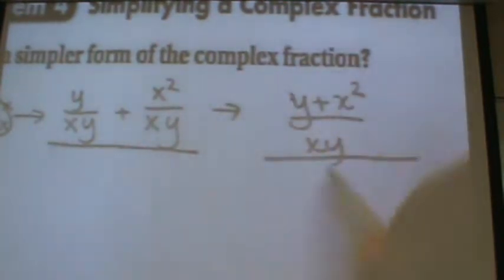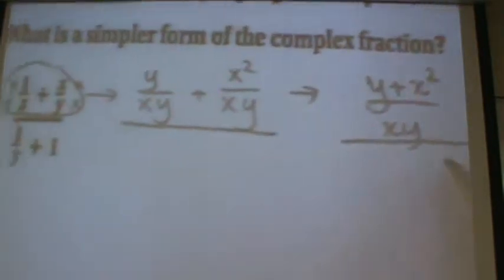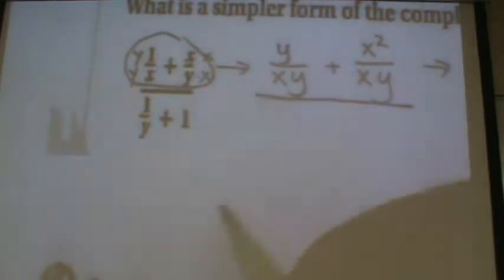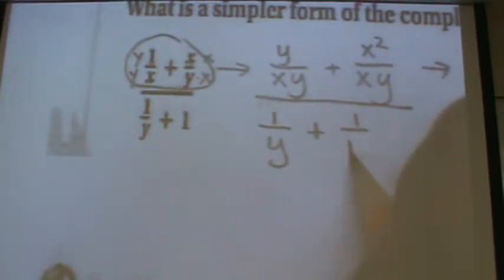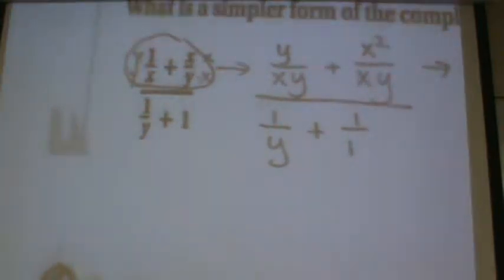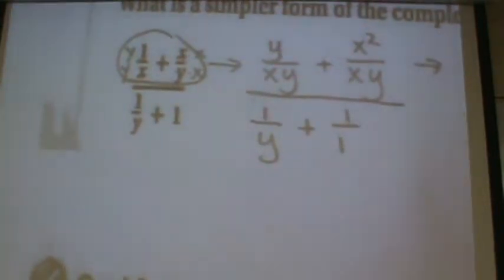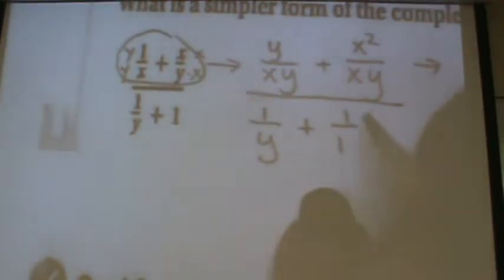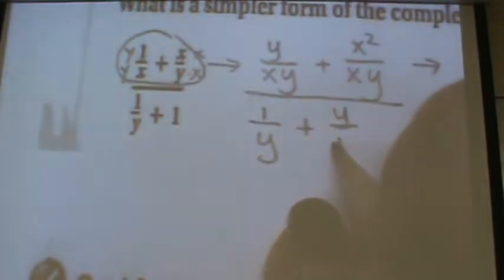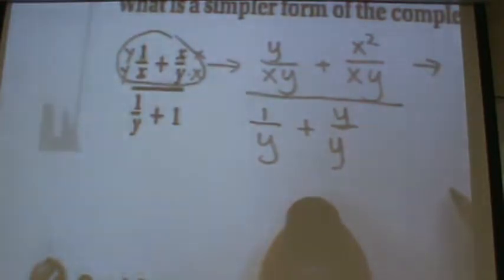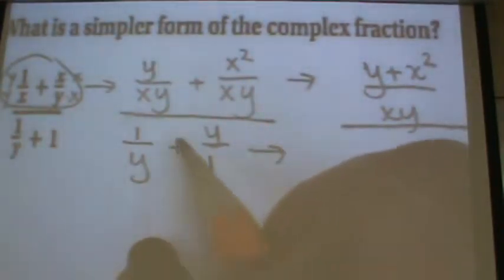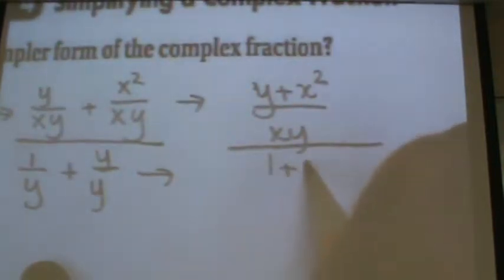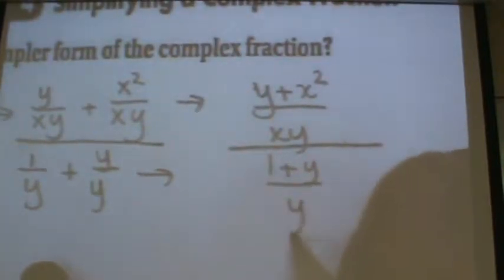Now check out this bottom one. Now we've got to do that with this. Right now you have 1 over y plus 1 over 1. What's your common denominator? Y. So what you're going to do is turn this into y over y. Does that make sense? And now, how will we turn this into one fraction? 1 plus y over y.